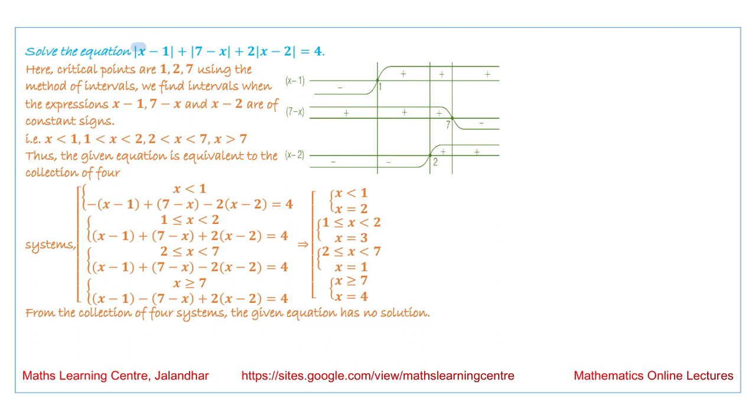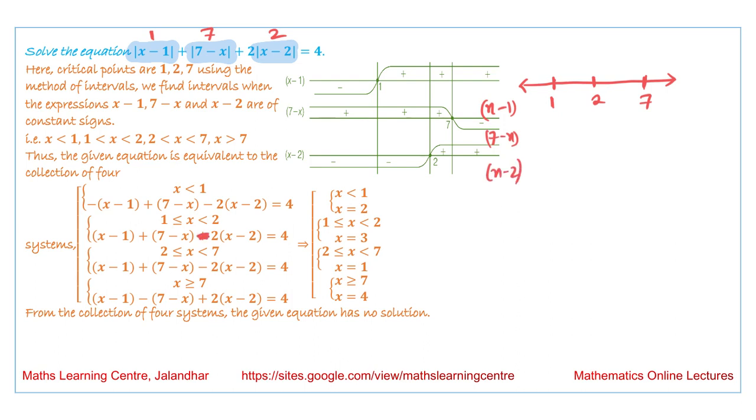So corresponding to these values, mod of x minus 1, 7 minus x and x minus 2, the critical points we have are 1, 7 and 2. So if we plot these functions in these regions, we are considering the points 1, next 2 and next 7, and we have three functions. First is x minus 1, next 7 minus x, and next x minus 2.